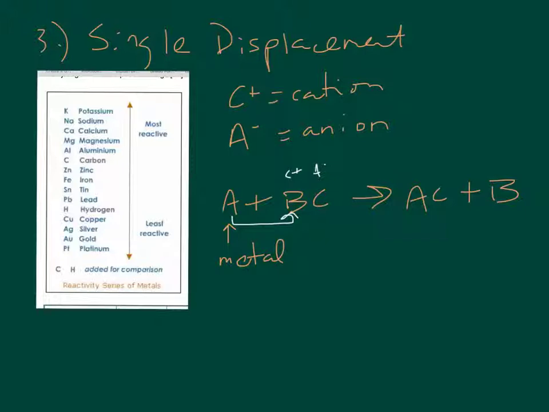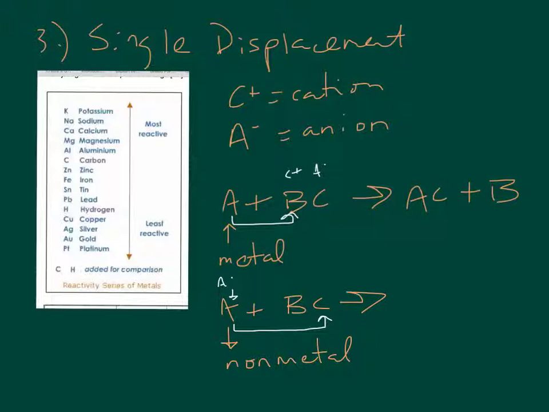Now what happens if A is a nonmetal? All right, let's do it again. So here's A plus BC. So what are we going to get if A is a nonmetal? Remember, a nonmetal is an anion. So it's going to be the anion, with a negative sign for A. So that means that the A has to replace the other anion. Well, C is the other anion. So what we end up with is BA plus C.